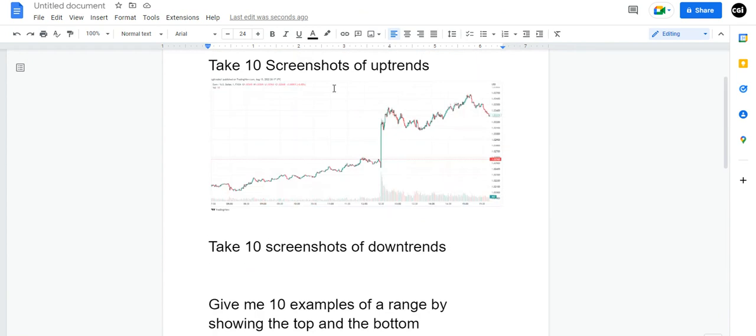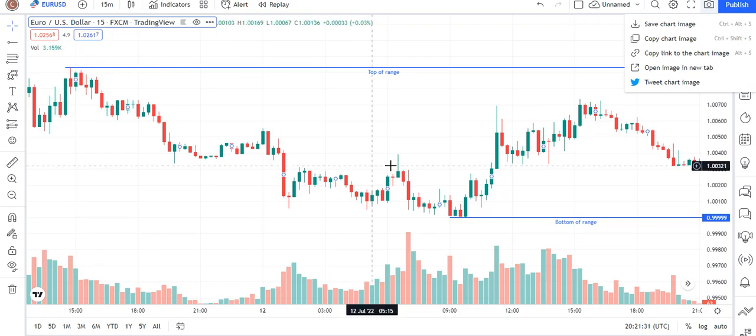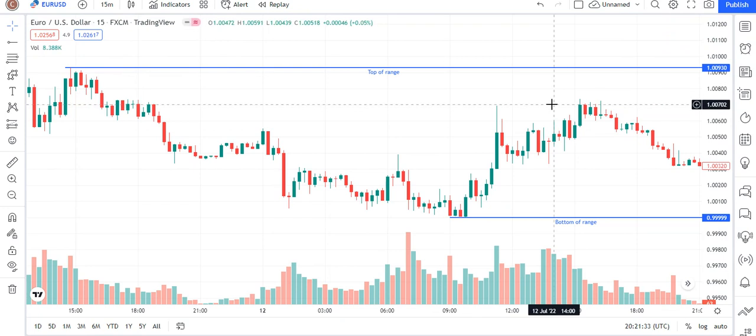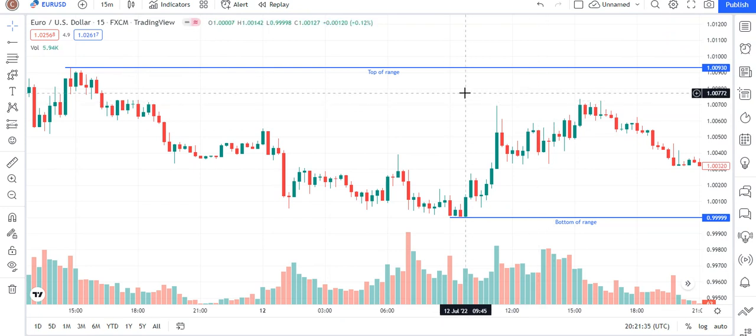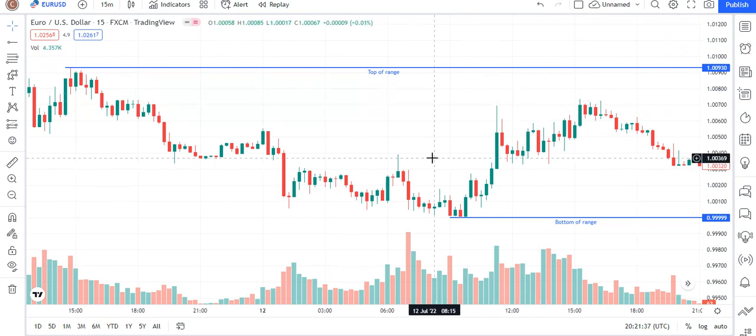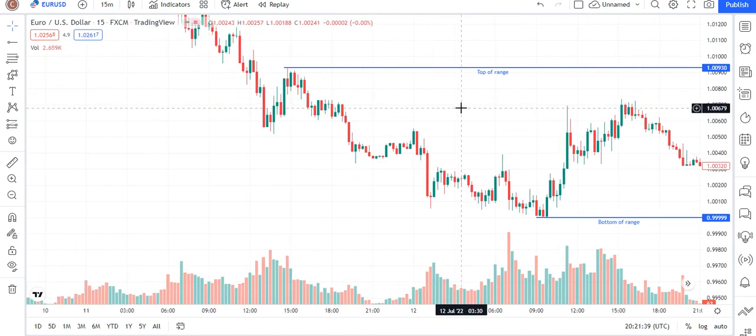Okay, so take 10 screenshots of uptrend, take 10 screenshots of downtrend, and give me 10 examples of range by showing the top and the bottom. So that's like 30 different cases here. I will do the assignment as well so that you guys don't have any excuse. Every assignment in this training, I will do my own too, so that no one will tell me that it's hard or give whatever excuse that people usually have. I don't like excuses like that.